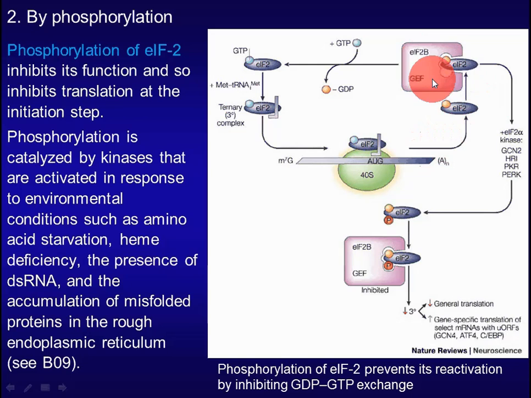This reaction is blocked by phosphorylation of eIF2. Phosphorylation is catalyzed by kinases that are activated in response to stress, such as amino acid starvation and viral infection. Therefore, phosphorylation of eIF2 inhibits translation at the initiation step.